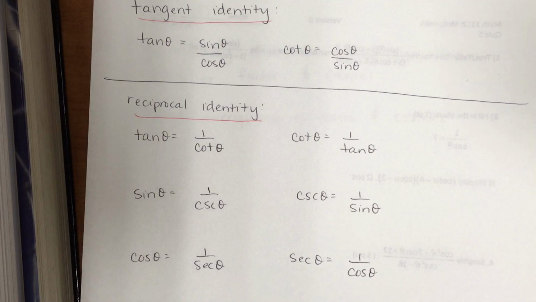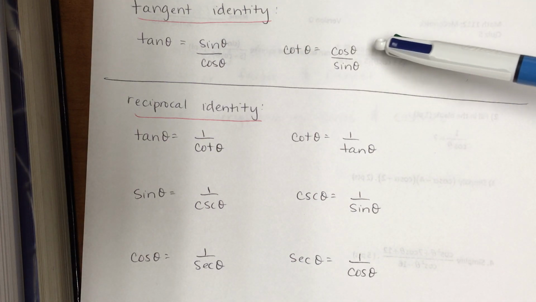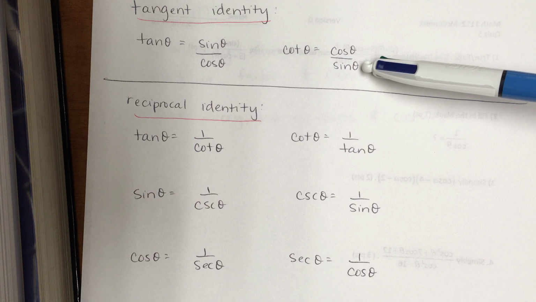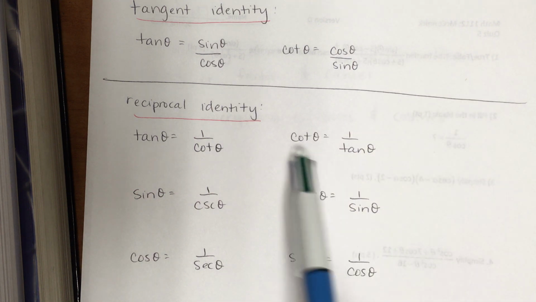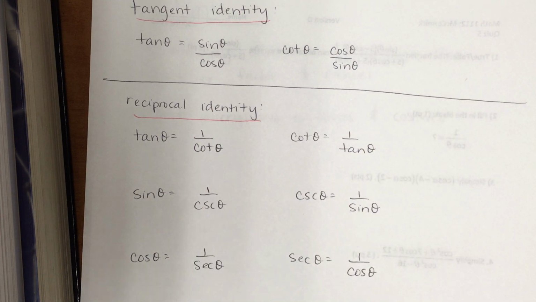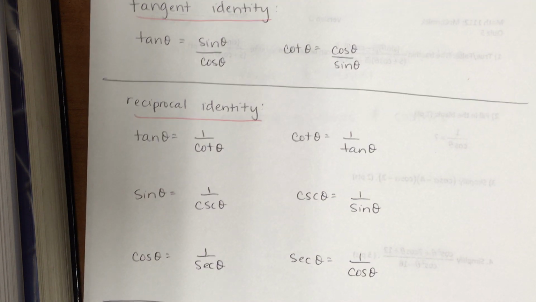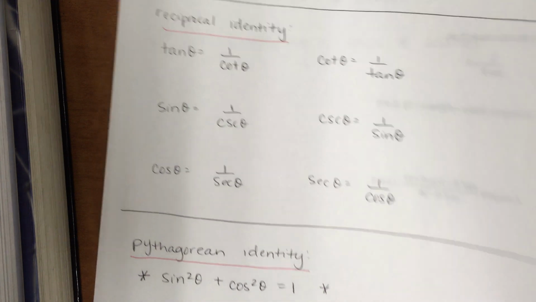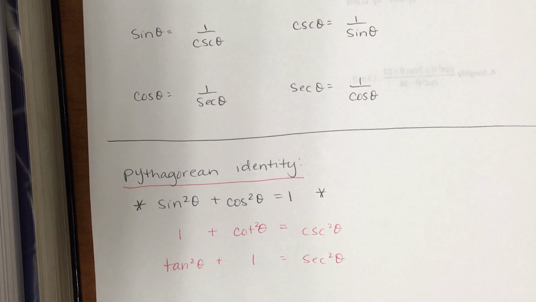So tangent can be written as sine over cosine. Cotangent can be written as cosine theta over sine theta. These are all your reciprocal identities, which we used at one point when we did SOHCAHTOA, and we flipped our fractions to find all the different pieces. And then here's your Pythagorean identity. You only have to have the first one memorized, but you can know all of them if you want to.